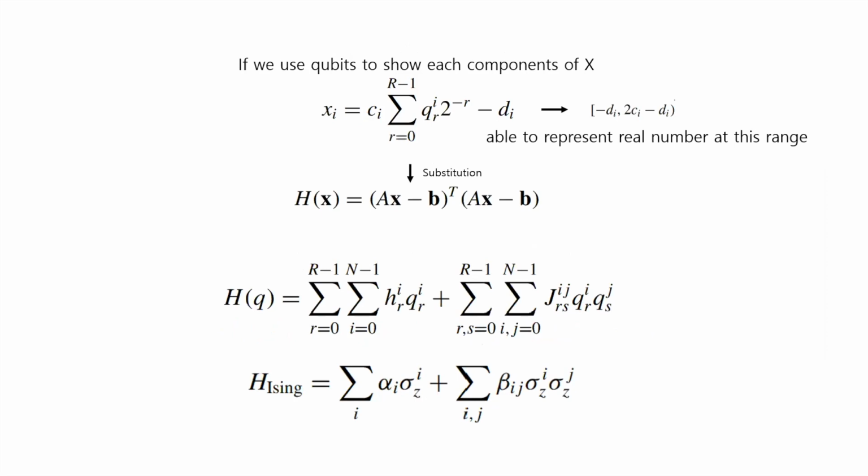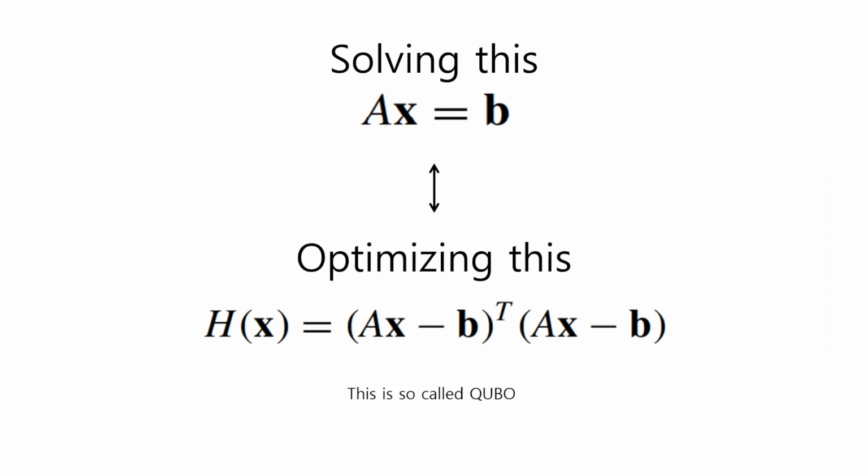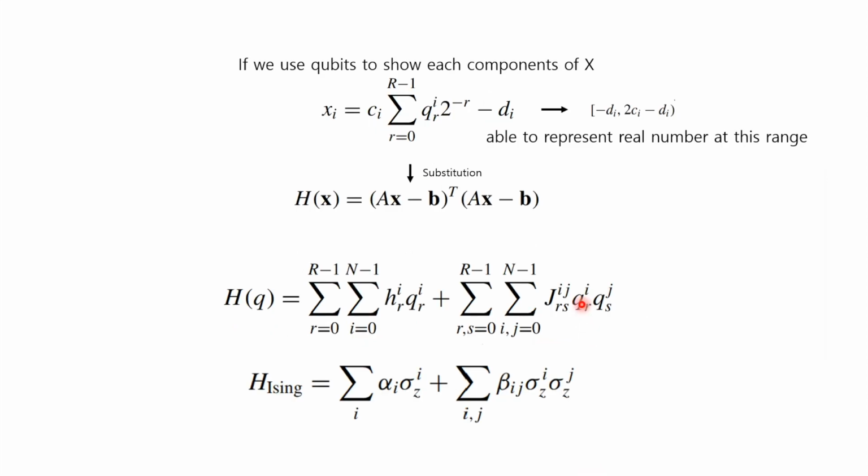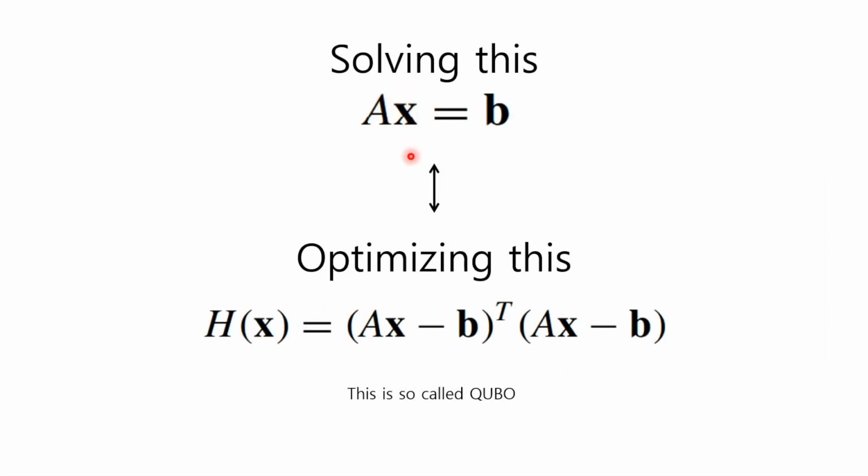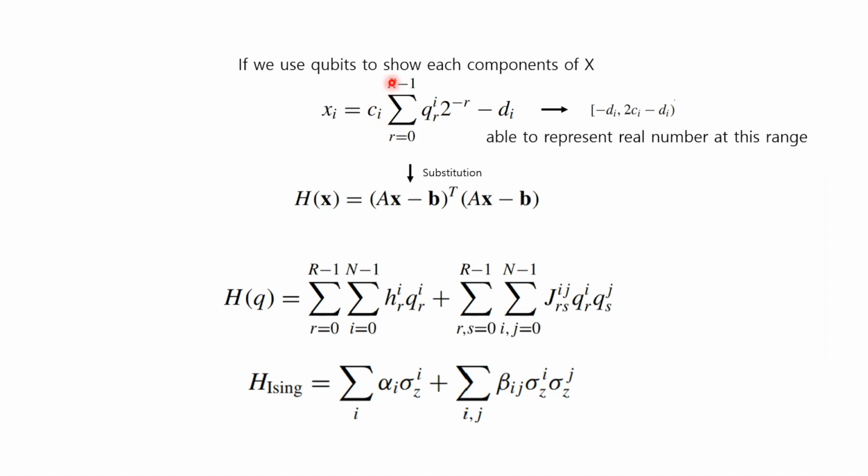So now we have to address the real values. Each component of this x here would be a real value. To show the real values at each component, we need R qubits to represent a real number in this range. So to represent the n-dimensional vector, we need R qubits.